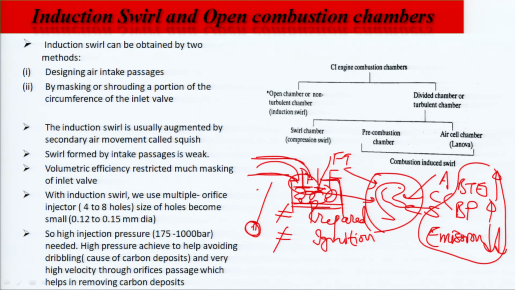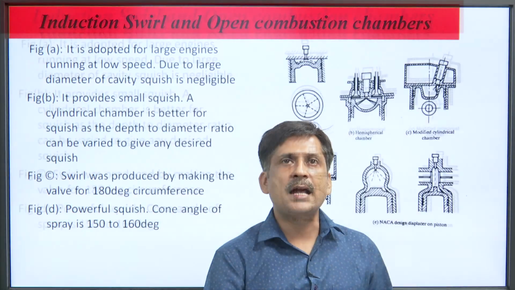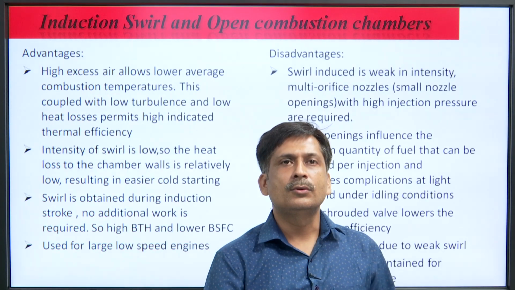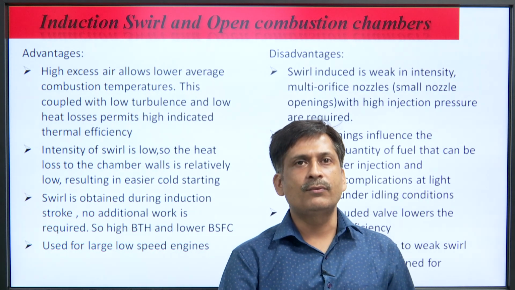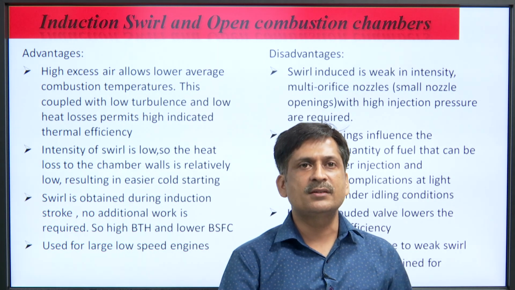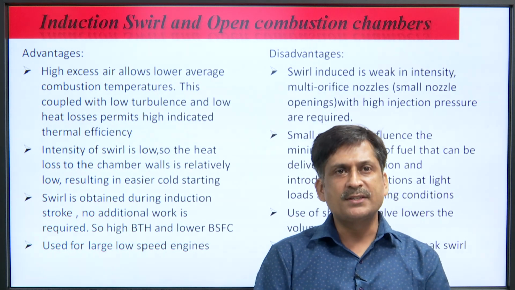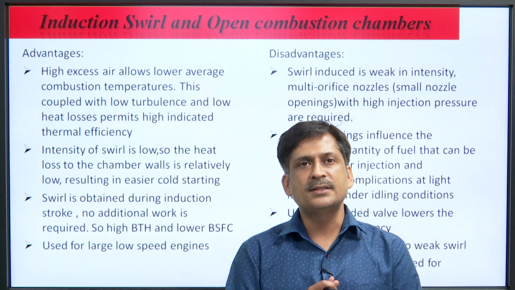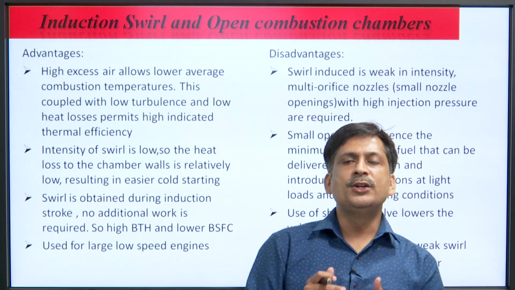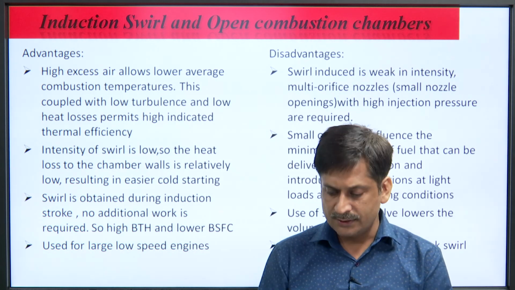So, these are the induction swirl and open combustion chamber. We have discussed these designs in the last lecture. So, these are the advantages and disadvantages. High excess air allows lower average combustion temperature, and this coupled with low turbulence and low heat loss permits high indicated thermal efficiency. With the help of this induction swirl, the efficiency of the engine is very high, and the swirl induced is very weak. We have discussed these advantages and disadvantages in detail in the last few lectures.